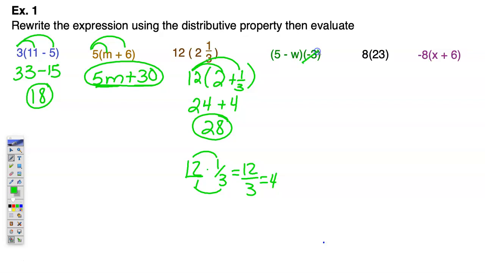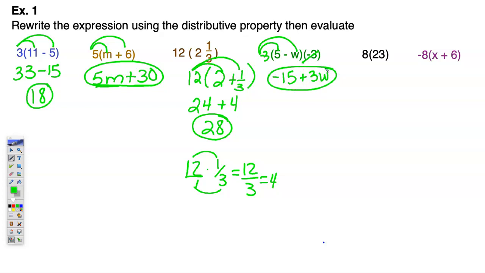This next one here, I would just slide the negative 3 over, and then you can treat it like the rest of our distributive property problems. So negative 3 times 5 is negative 15. Negative 3 times negative w, and negative times a negative is a positive. So that would be plus 3w.